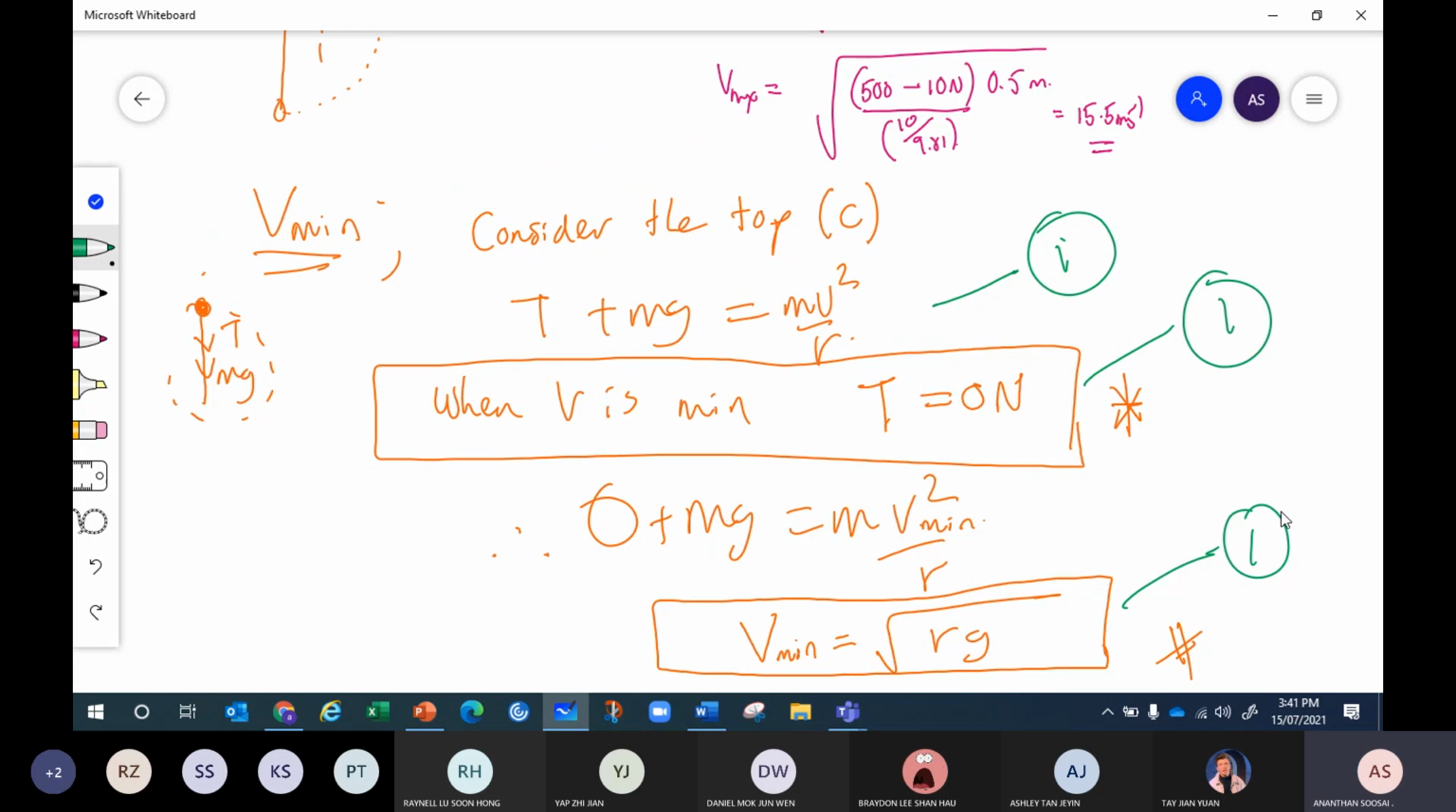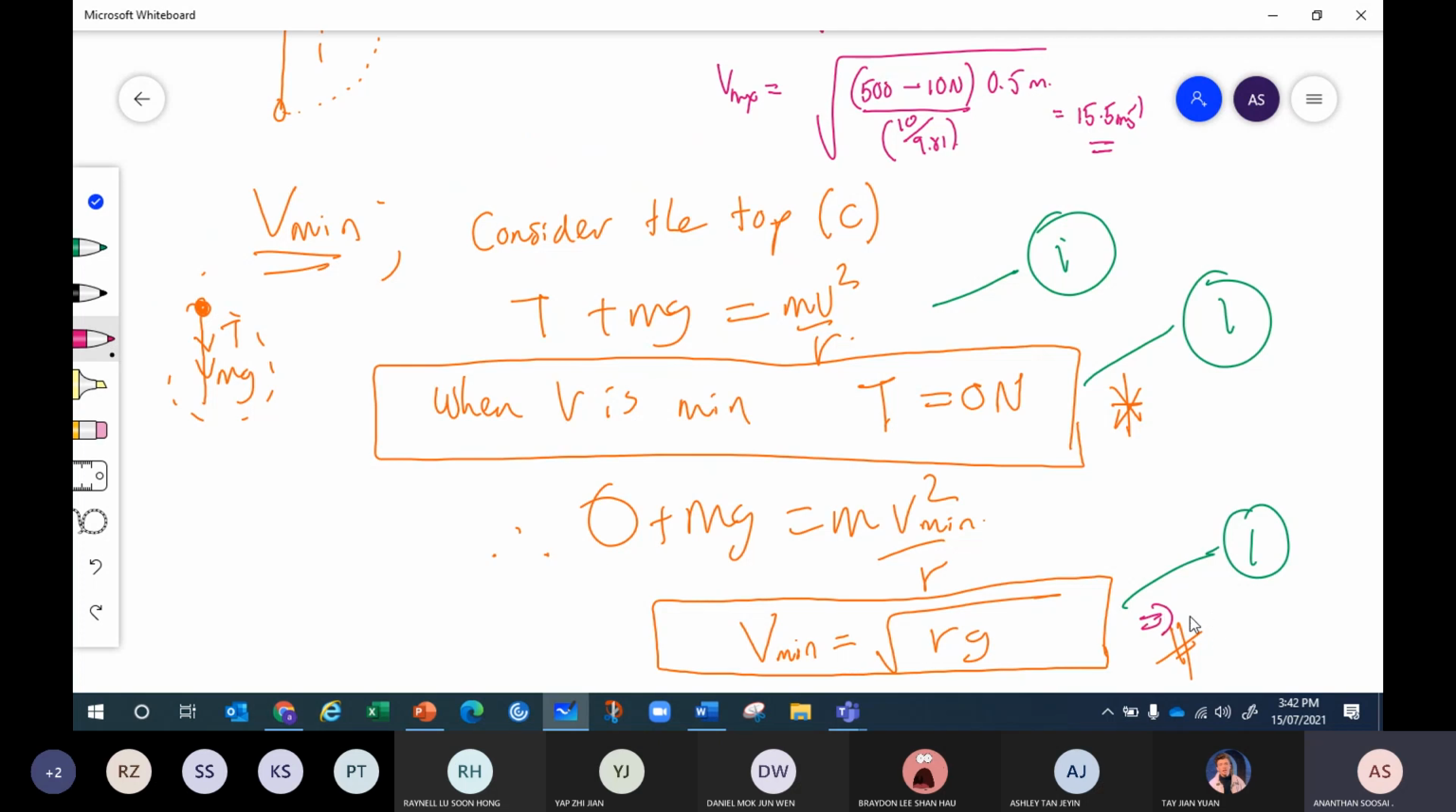Okay, V minimum. Now your friend, just now we told him V max is 15.5 meter per second. Don't go beyond that. You're going to snap at the bottom. Now we help him to find the V minimum. V minimum for his case, how much V minimum? Anybody? V minimum will be what?